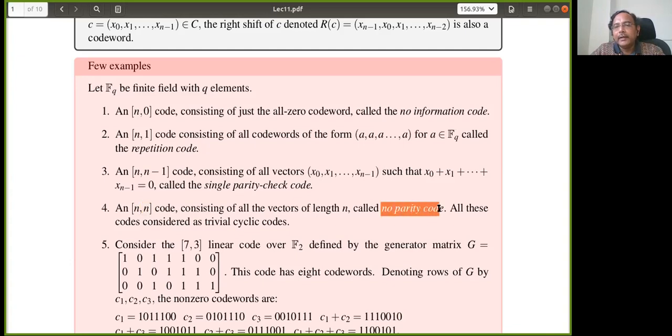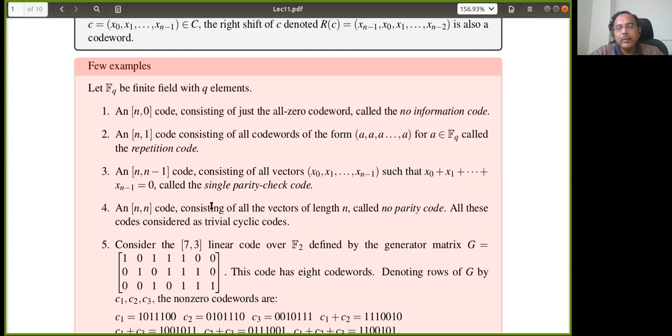If it is the whole space, there is no parity at all. There are no equations, so nothing. It will not give anything. Coding theory is not much useful here. This is useful only when the channel is 100% perfect. If no noise comes, then only it will work. All the codes I have discussed till now are cyclic codes, but they are trivial cyclic codes.